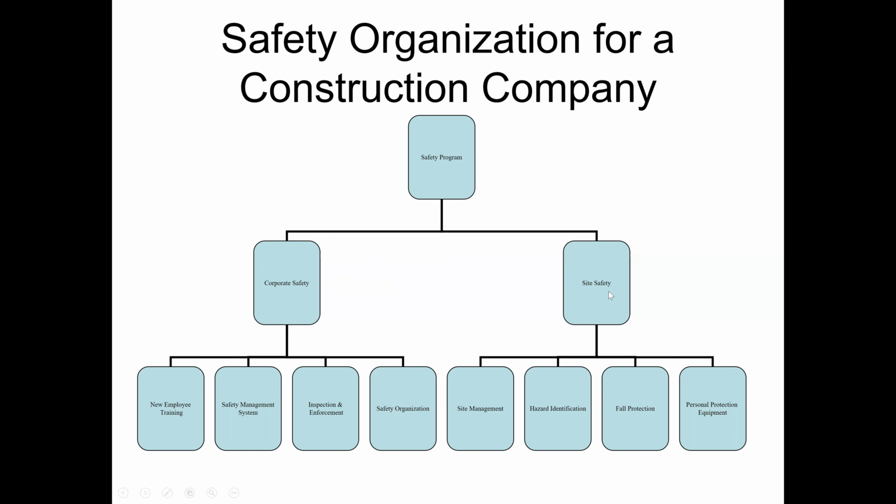Now, for each project, we should implement a site safety program. There should be site management for safety, like a safety manager, safety supervisor, and safety engineers. There should be a hazard identification program for the construction site. There should be a fall protection program, so that people working at height do not fall. They should also provide free of charge personal protective equipment, PPE, like safety gloves, safety glasses, safety shoes, and safety vest. These should be available to the workforce free of cost.